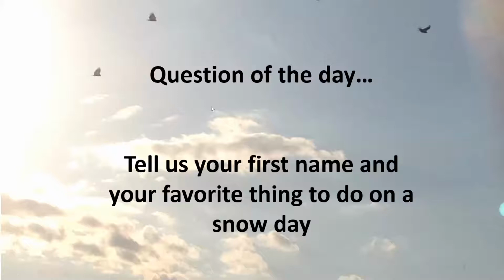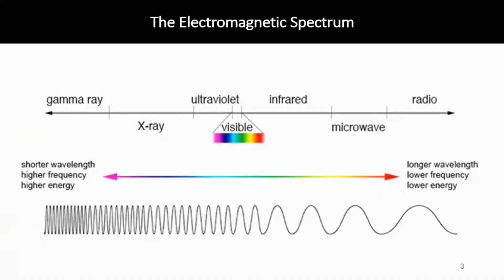And we are going to be talking about light and how scientists use light to make measurements. And as we talk about that, we're going to be discussing what's called the electromagnetic spectrum. Has anyone heard of that before? If so, raise your hand.